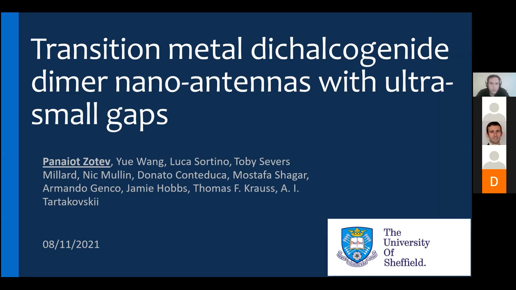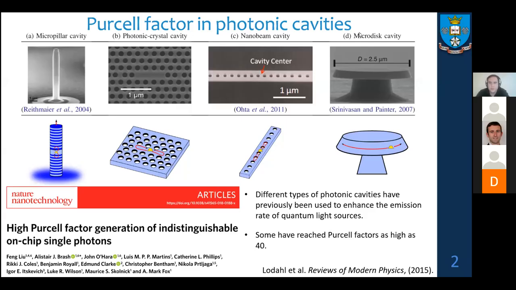So first of all, to start off with the motivation, we all know of different types of photonic cavities, the different types of resonators that have been used in the past for, say, Purcell enhancement of emission of different types of emitters, such as micropillar cavities, which are formed by DBRs, photonic crystal cavities of different forms, or whispering gallery mode resonators. And they've achieved varying success, with a report from the University of Sheffield of Purcell factors as high as 40 for a 3.5 quantum dot.